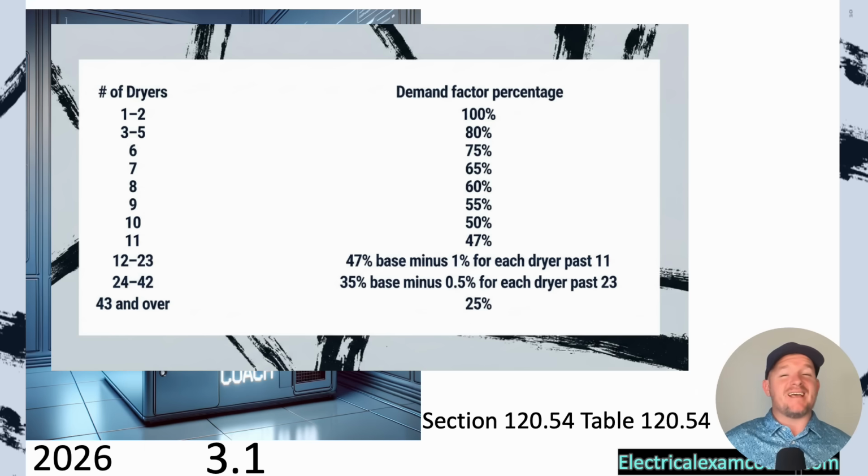And remember, that is just a multiplier. So let's imagine that we have 6 dryers. We'll come down on the left-hand side, find 6, cross over, and we'll find that we have a 75% demand factor. We would take our total load multiplied by 0.75, and that would give us our new reduced load. Let's get to it.